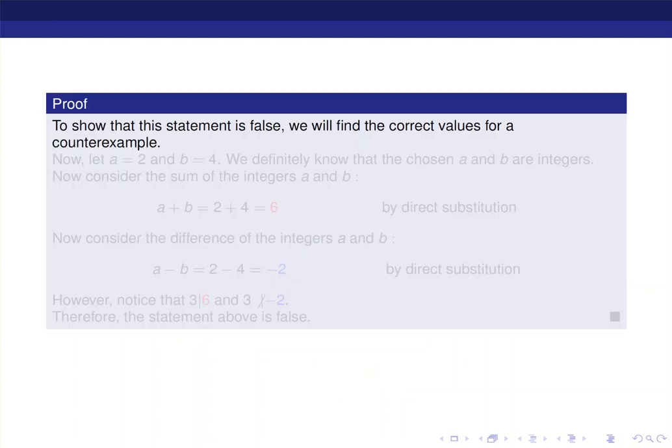Here's another possible, more formal solution. The proof consists of first saying that we want to show that the statement is false, so we need to find correct values for a counterexample. In this particular slide, I chose a to be 2 and b to be 4, just to add some variety. We definitely know that the chosen variables a and b are integers because 2 and 4 are themselves integers.